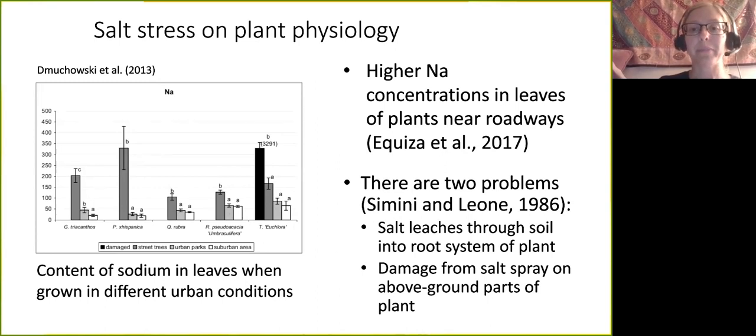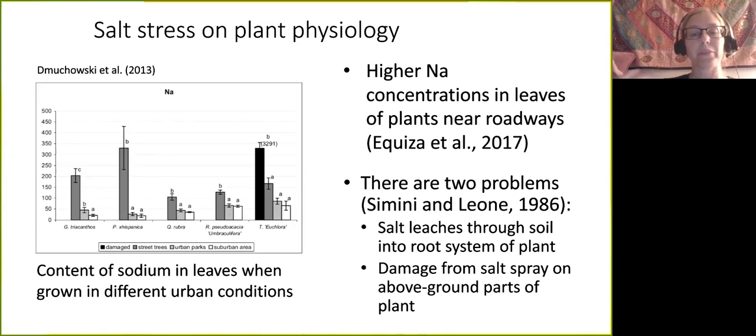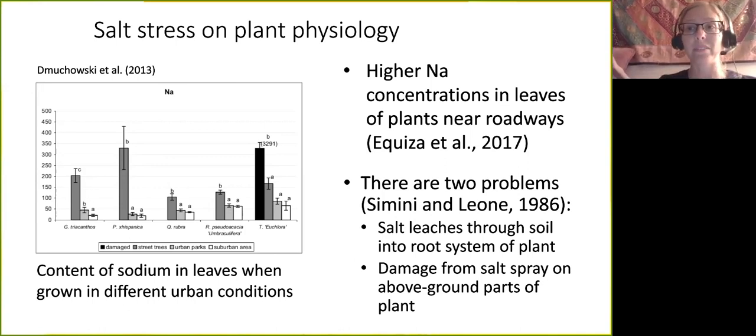There are two main problems that come about when you have excess salt in soil. So the salt leaches into the soil, and that is taken up by the root system into the plant, and that can cause problems internally in the plant. But you can also get problems from the salt that sprays from cars when they're driving by, and the salt spraying onto the leaves and outside parts of the trees can also be damaging.